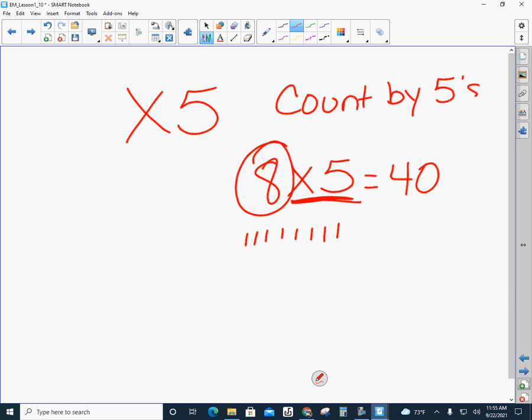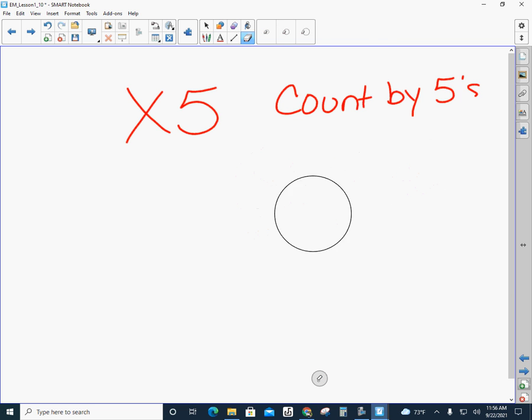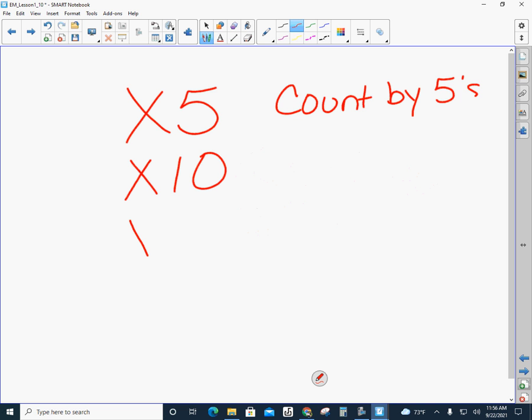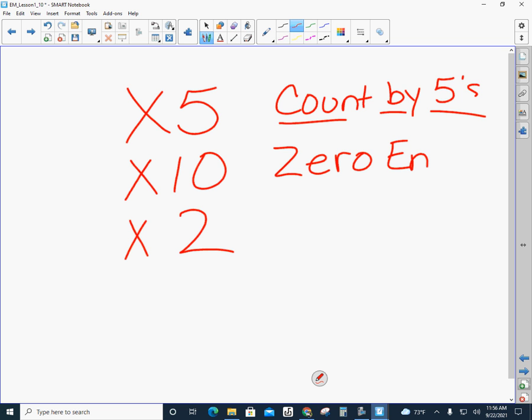Okay, so now, boys and girls, at the end of this lesson, we worked on times 5, we worked on times 10, and we worked on times 2. Anything times 5, take the other number, count by 5s. Anything times 10, take the other number and put a 0 on the end. And anything times 2, take the other number and just double it.